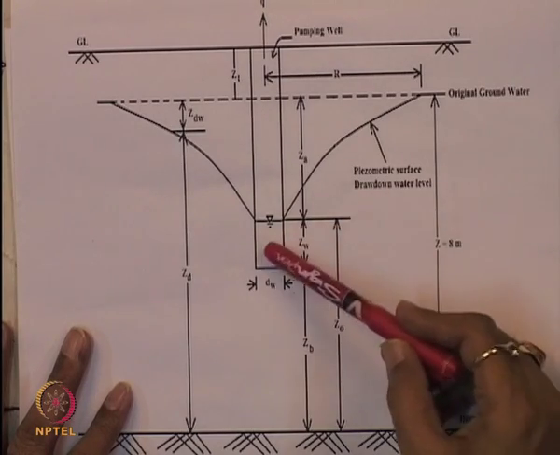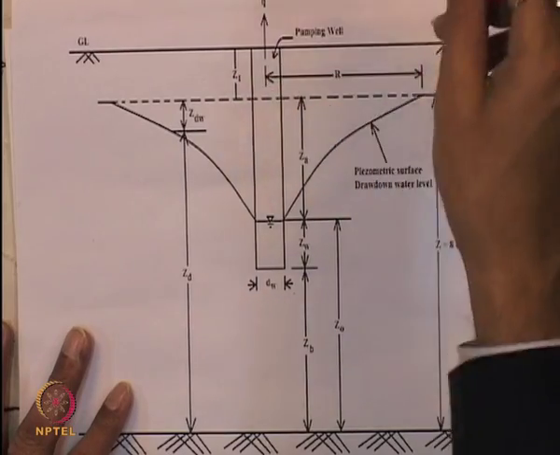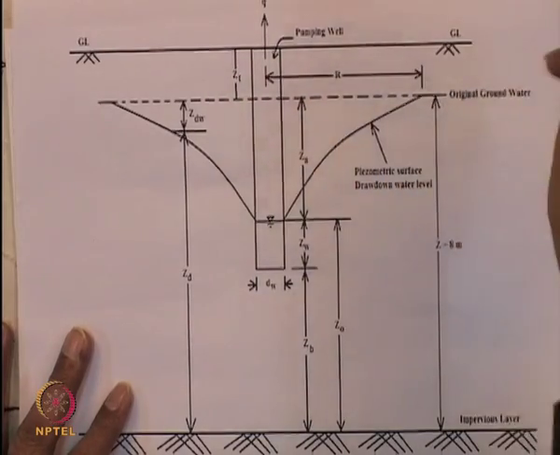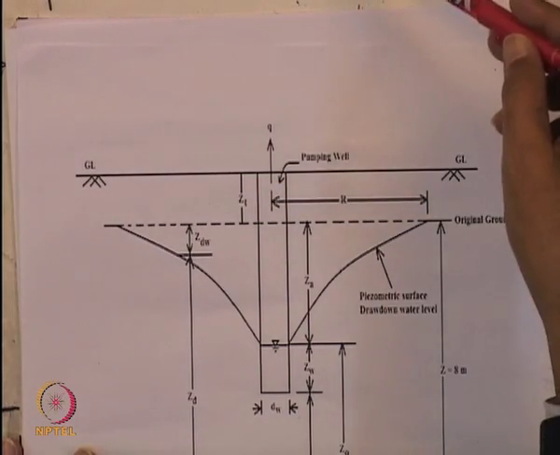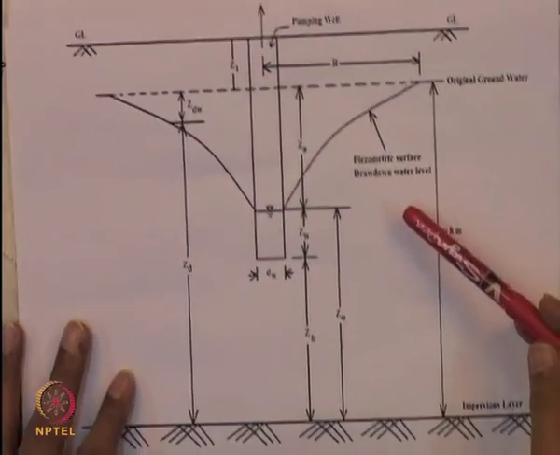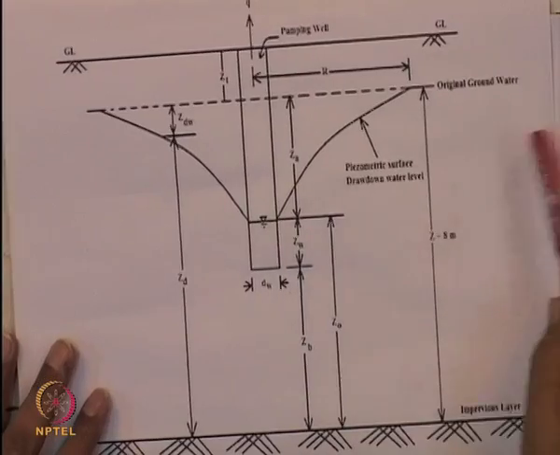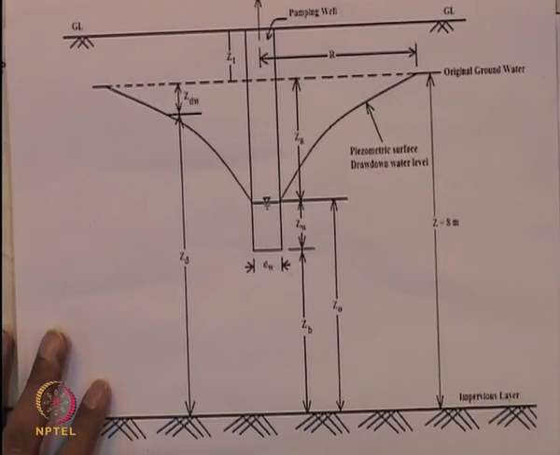and we consider the length of the drain along this, which is Y. This length of the drain is Y, and the coefficient of permeability of the soil is Ks.